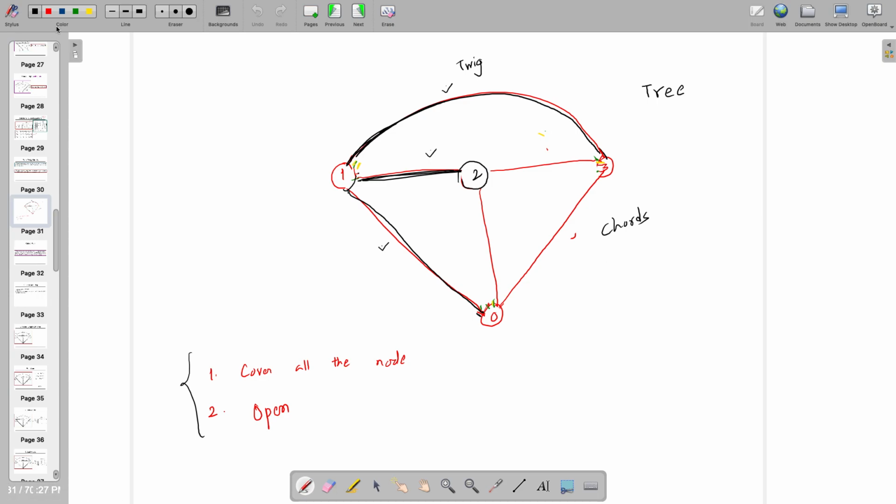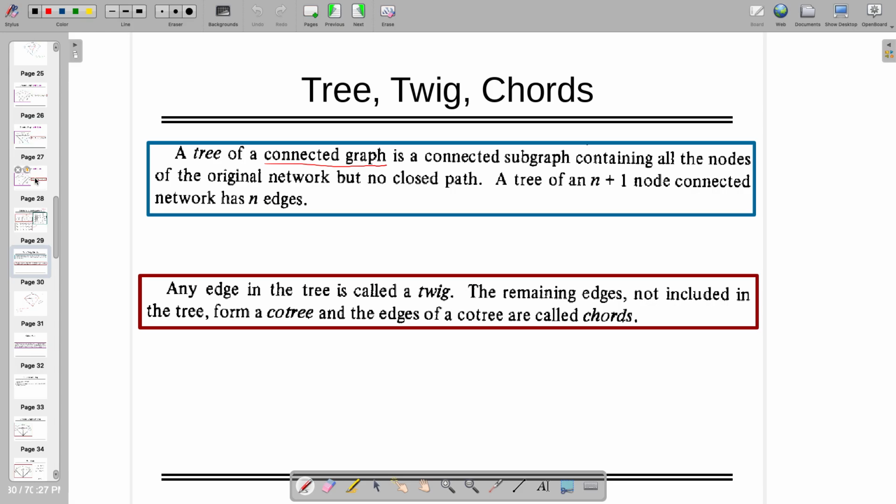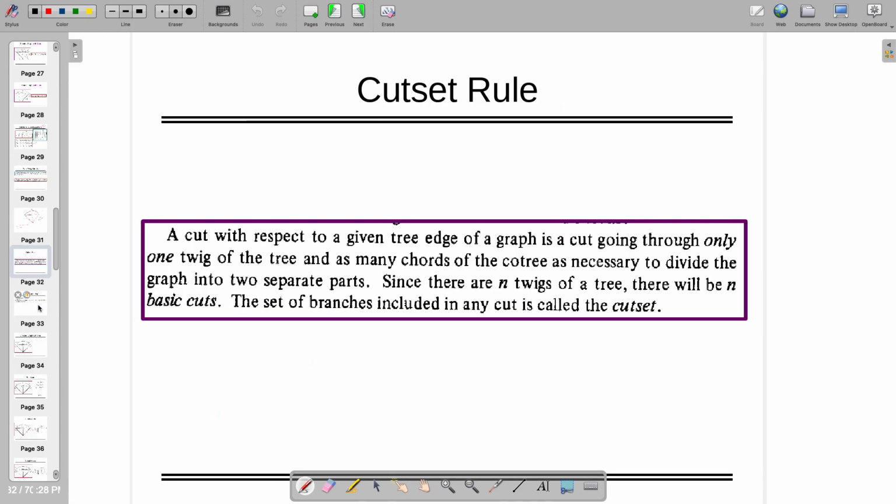By the way, there is one more name which I forgot to tell you because this might be useful, which is known as subtree. Sorry, not subtree, chord tree. All the chords are chord trees. Is there any definition which you are not able to understand? Are you understanding twig, chords, tree, edges, vertex, nodes? Everything we understand. If you understand all of this, now we are creating the cut set rule.